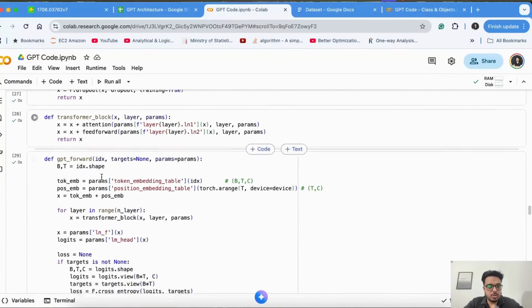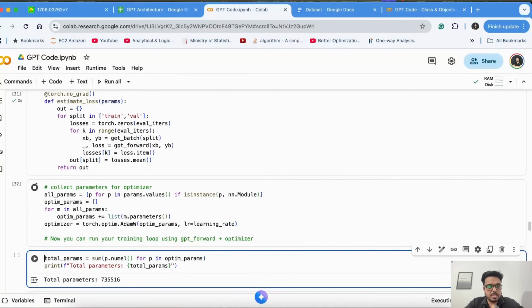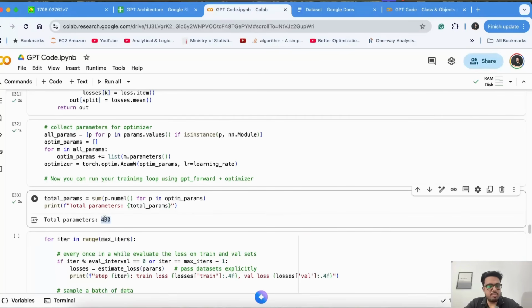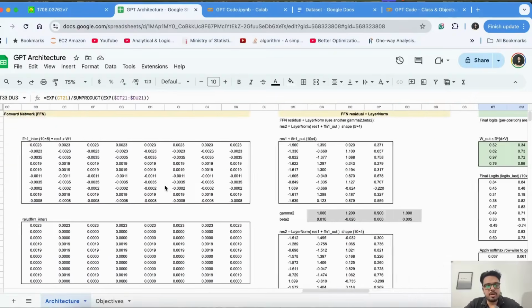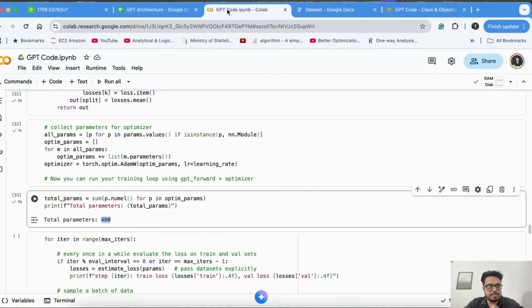Okay, so let's collect all the parameters for the optimizer. Let's see the total number of parameters. The total number of parameters is fairly small, only 480, because what we have done till now is just code up the architecture that we laid out on Google Sheets.